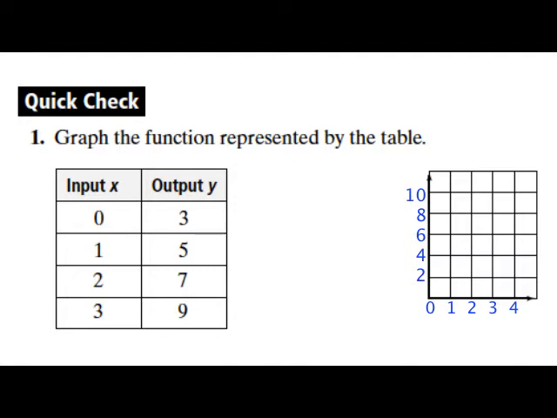When we have an input of 0, when x is 0, y is 3. So we're going to stay right on the axis and go up to 3. When x is 1, y is 5. So we go right 1 and up 5. When x is 2, y is 7. Go right 2 and then up to 7. When x is 3, y is 9. So we go right 3, up 9.